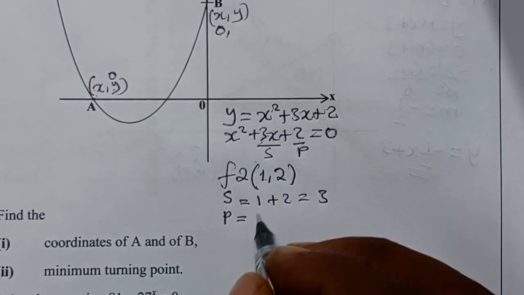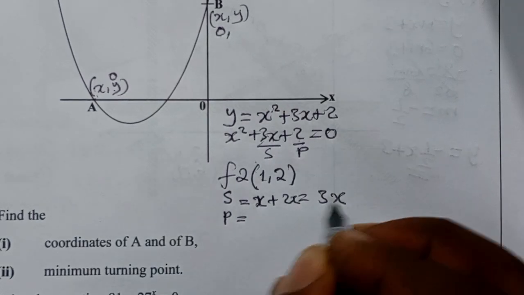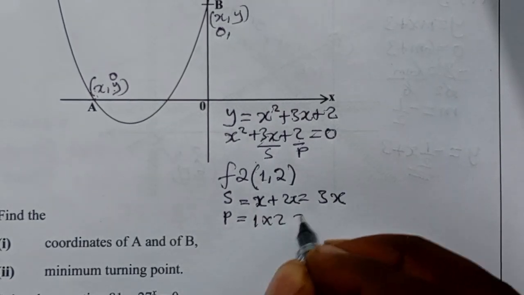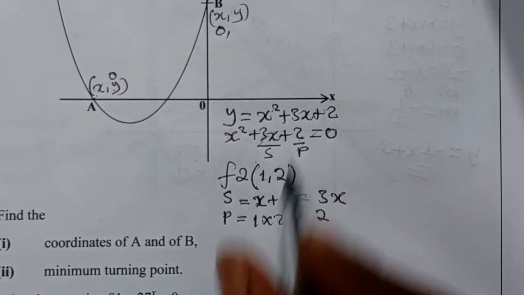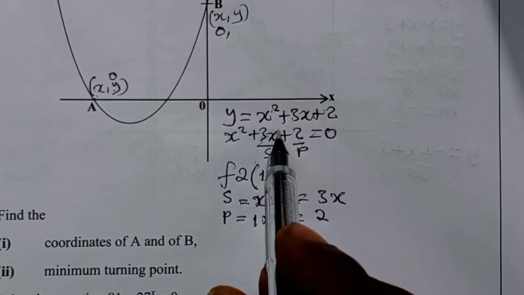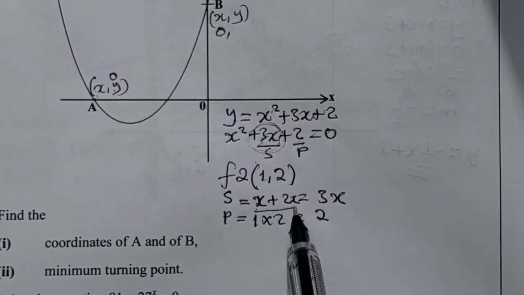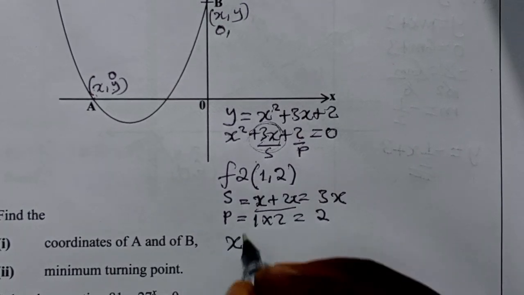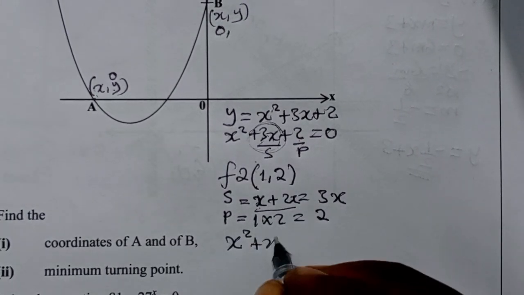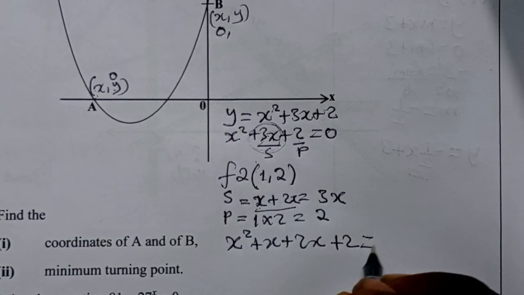Now since it is 3x, I'll say x plus 2x is equal to 3x, and 1 times 2 is equal to 2. From there, I'll substitute the sum for the 3x. So it will be x squared plus x plus 2x plus 2 is equal to 0.